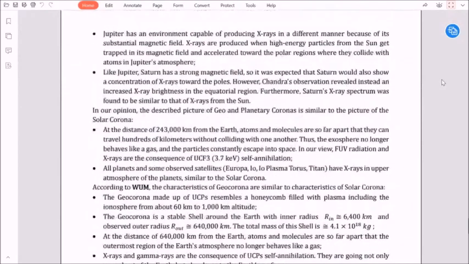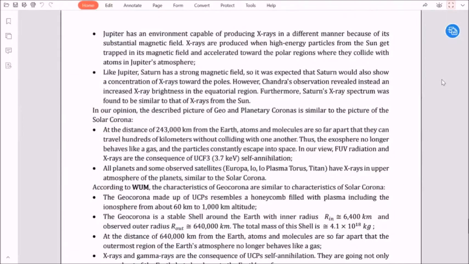Jupiter has an environment capable of producing X-rays in a different manner because of its substantial magnetic field. X-rays are produced when high-energy particles from the Sun get trapped in its magnetic field and accelerated toward the polar regions, where they collide with atoms in Jupiter's atmosphere.